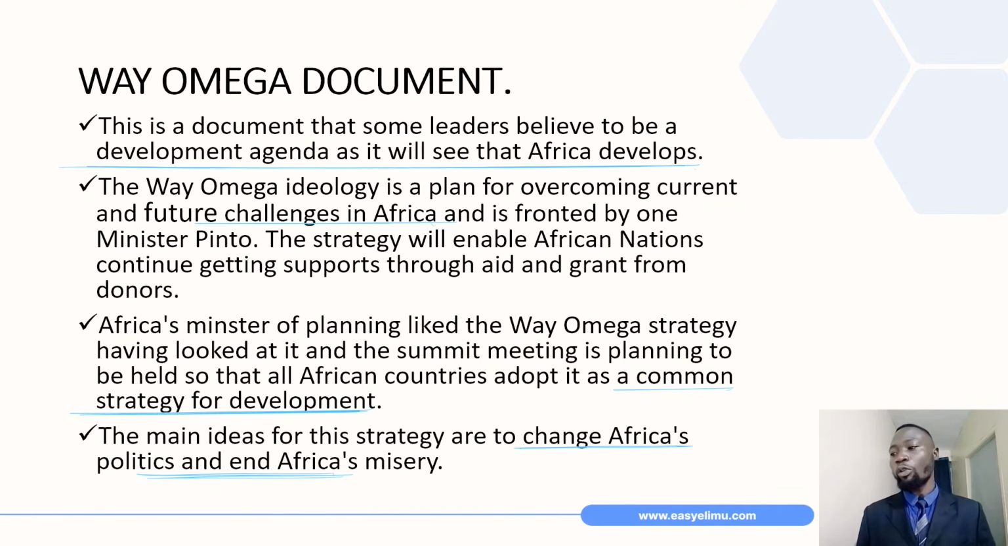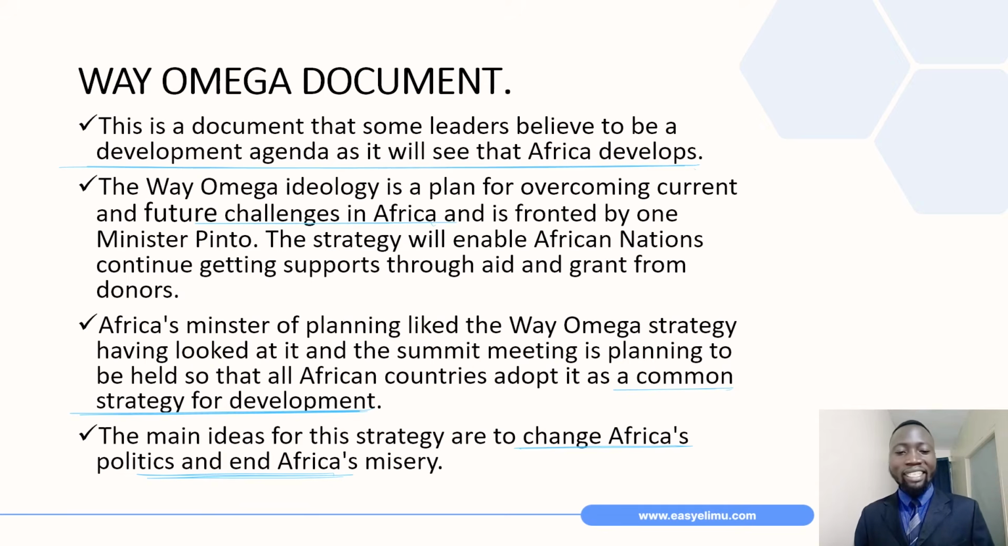So the meaning of aid is simply to provide what is useful or necessary. The grant is simply to permit. We can talk about permission or to accept that something is indeed true. So Africa's Minister of Planning liked the Way Omega strategy, and a summit meeting is planned to be held so that all African countries adopt it as a common strategy for development, meaning that this strategy is believed to work for all the African states or the African continent.